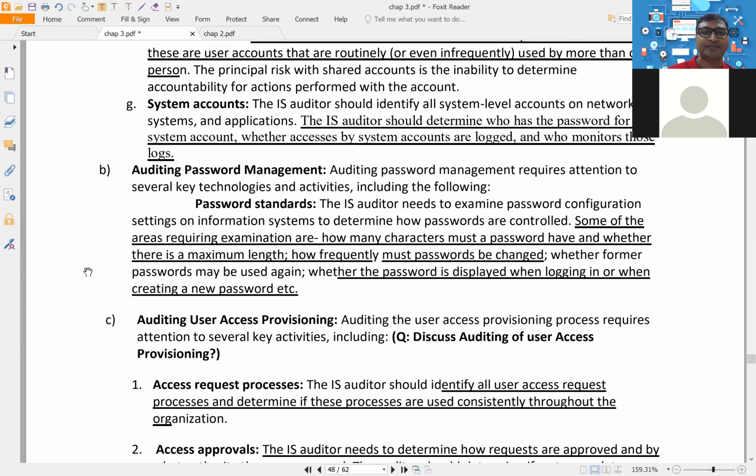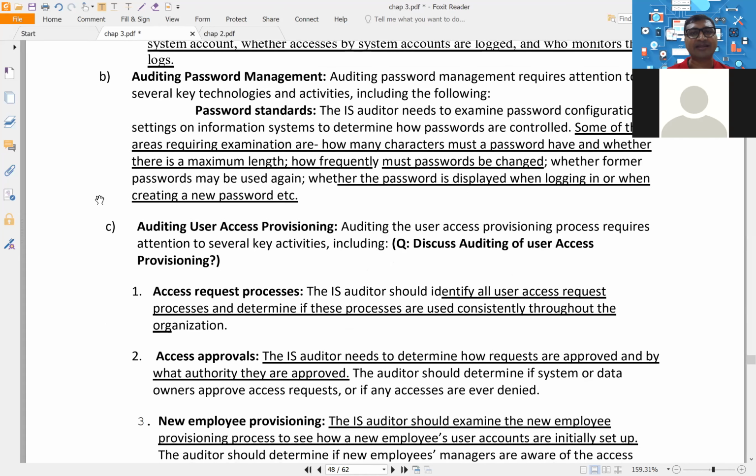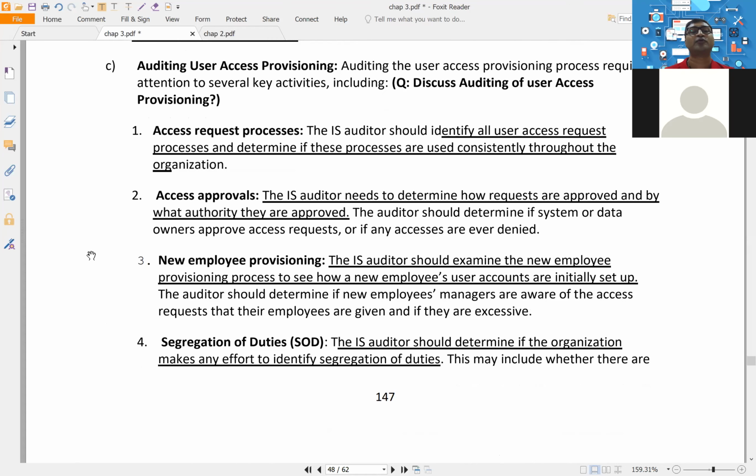Okay, auditing password management: how passwords are set, created, modified, all those things will come here. User access provisioning, this topic there are many students who sometimes don't understand the meaning. Read slowly. Auditing user access. User access is nothing but the privilege which we give to the user. Provisioning means assigning: how we assign powers, privileges to the users. Once you understand the heading, you will understand the points.